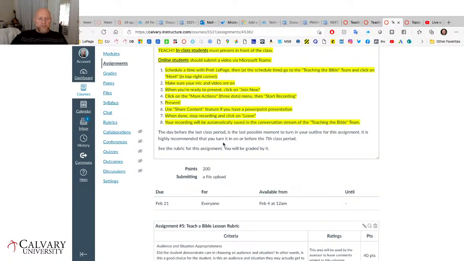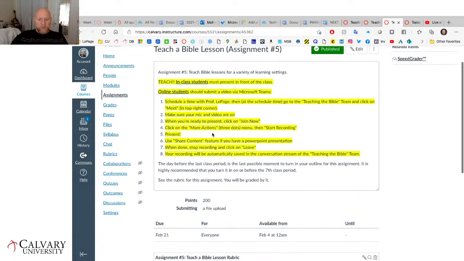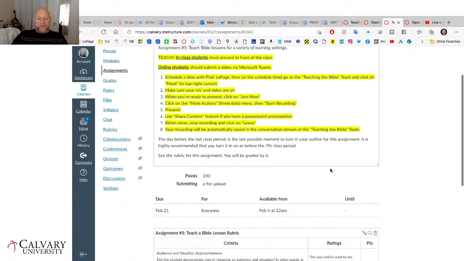And let's see, what else? The day before the last class period is the last possible moment to turn in your outline for this assignment. It is highly recommended that you turn it in on or before the 7th class period. I want to see your plan, your outline, ahead of time. Ideally, you will turn that in a week before you actually teach. In fact, I need to require that, but I'm not this cycle, but it would be so helpful if you can do that. It'd be helpful to you.